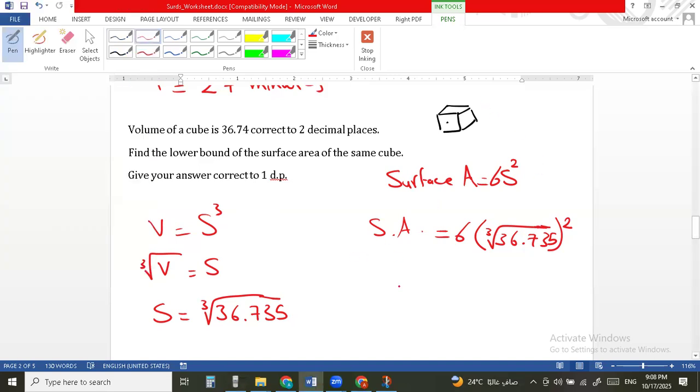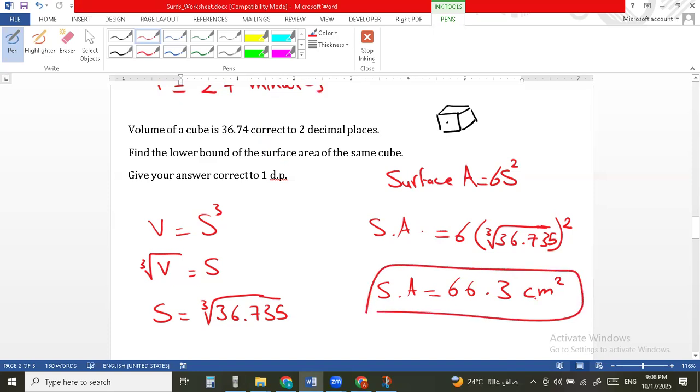66.3. They didn't give you here a unit, but usually they're going to give you a unit here, for example, centimeters cubed. And so I'm going to know that it's centimeters squared. That's the answer correct to one decimal place. Thank you so much, everyone, and see you in another video.